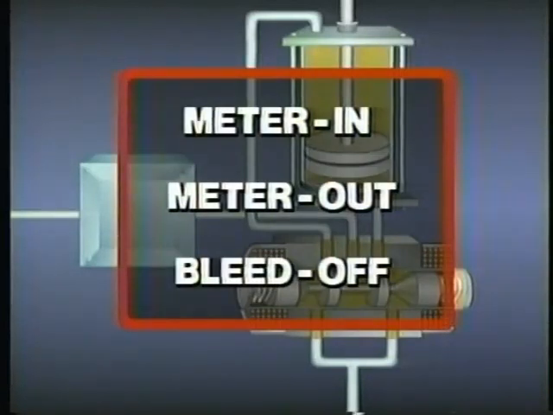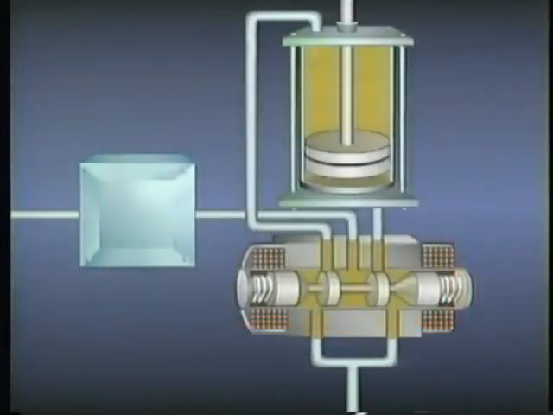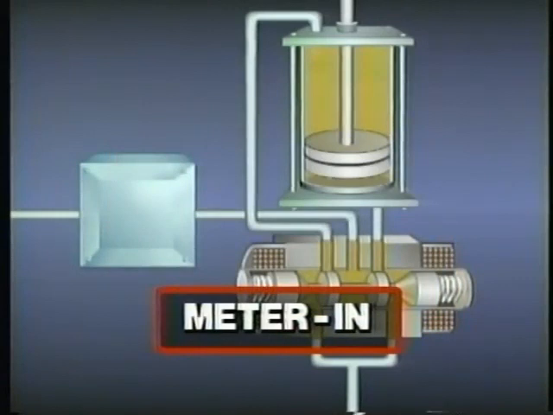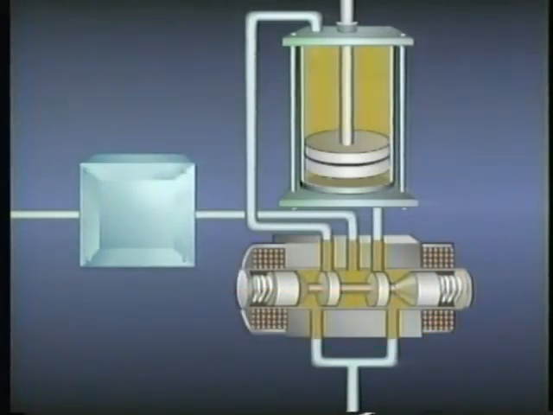Then we'll take a look at how a flow control valve works. Three basic methods we'll discuss include meter in, meter out, and bleed off. The first method we'll talk about is meter in. With the meter in method, the flow control valve is used to control flow going to the actuator. Let's use this simplified illustration to see how. Here we have an actuator with fluid lines, a directional control valve, and a flow control valve.